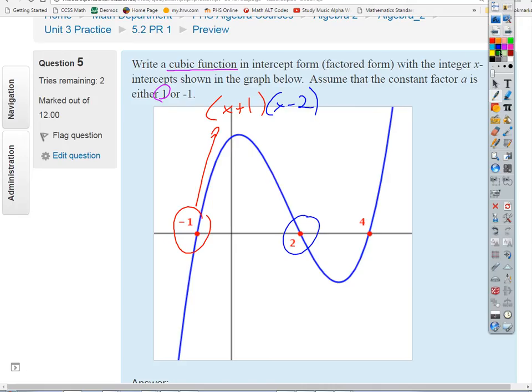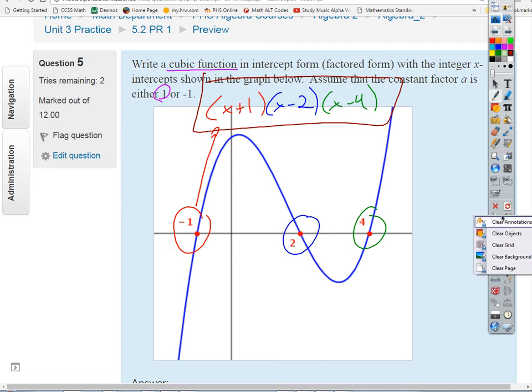And what's going to be the factor that goes with the x-intercept 4? X minus 4. And we already said that the number out front is a 1, so we don't even write it. Okay, and so this is our answer right there. Make sense? That's the function that goes with that one. Okay, let's try another one.